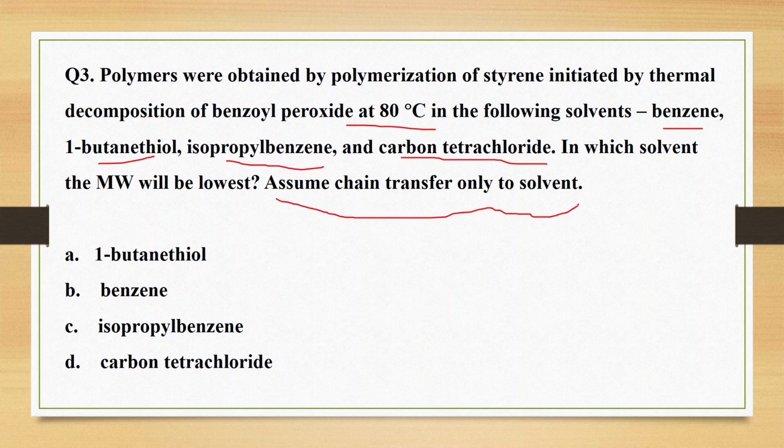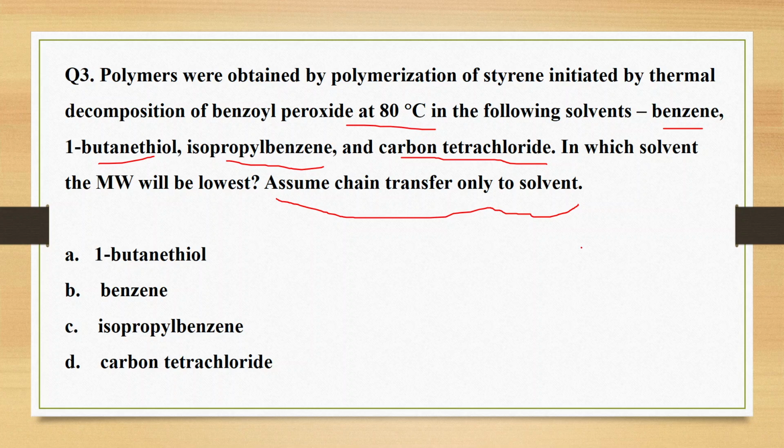So we do know that during polymerization some chain transfer reaction can happen with other monomers, or initiator, or solvents, etc. But in this case they have asked us to assume that the chain transfer is occurring with solvent only. Now you see that benzoyl peroxide is being used at 80 degrees C. Now these are the solvents. So in which case will the molecular weight be lowest? When the transfer reaction rate will be highest.